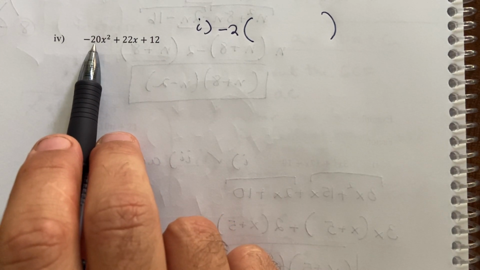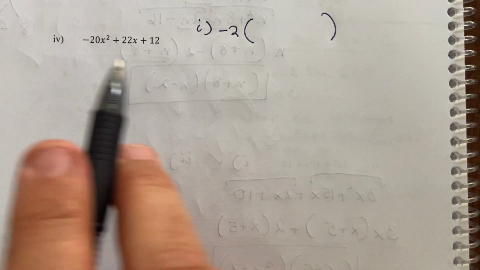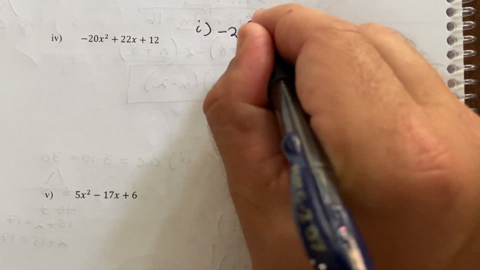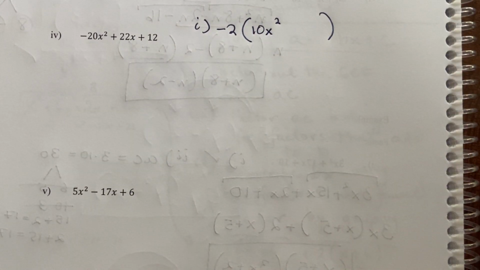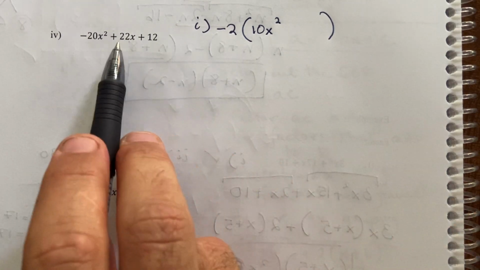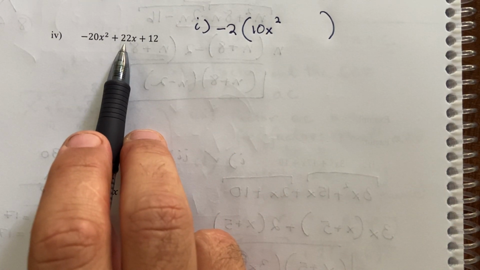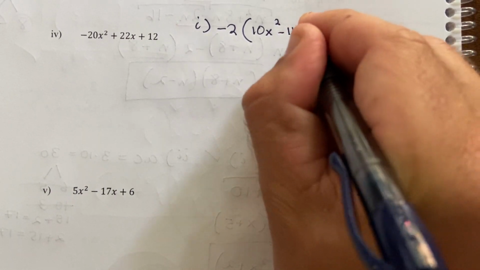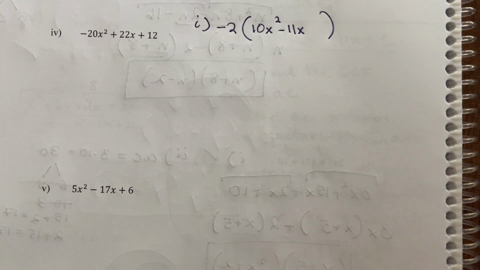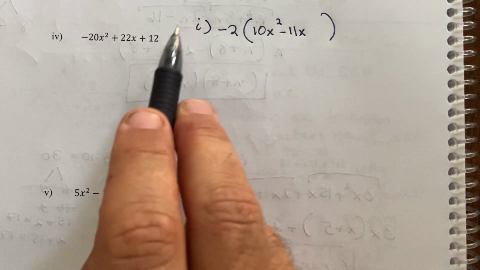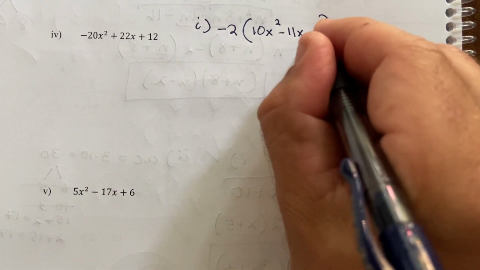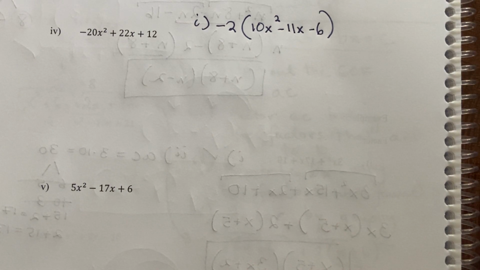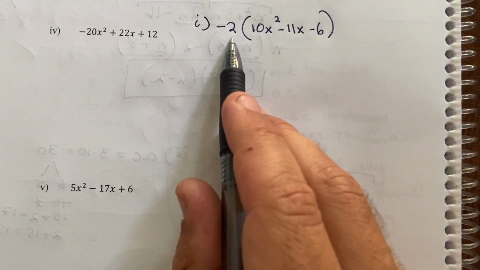So -2 times what is -20x squared? That would be 10x squared. -2 times what is positive 22x? That would be -11x. -2 times what is positive 12? That would be -6. Okay, so we did factor out the GCF, which is -2.